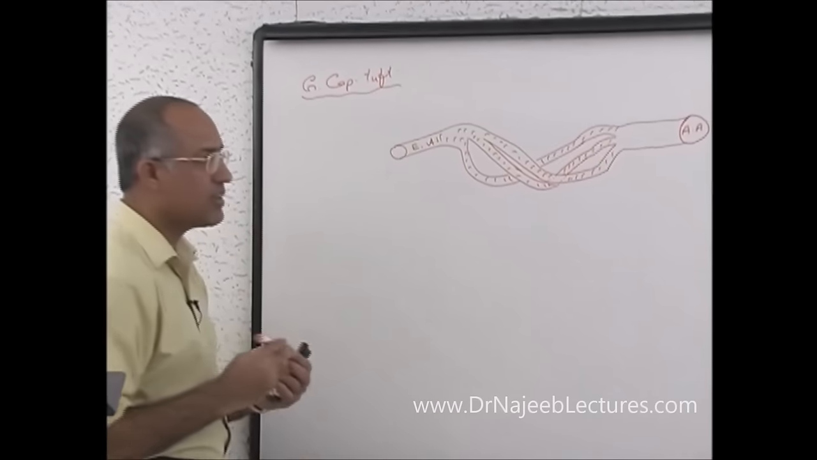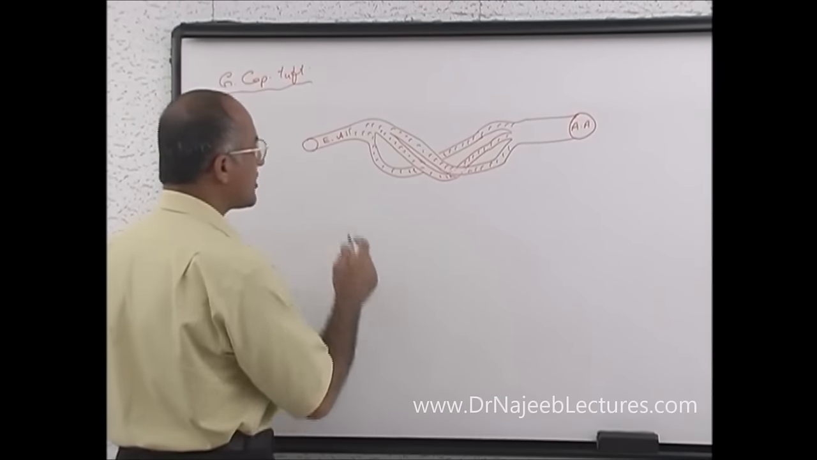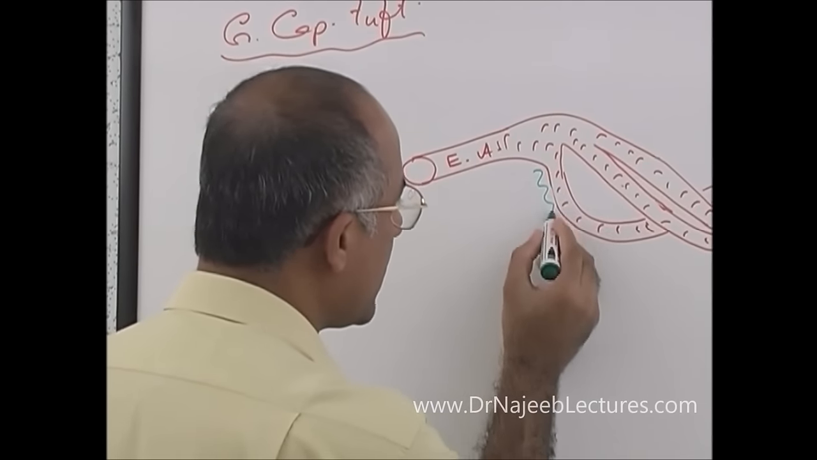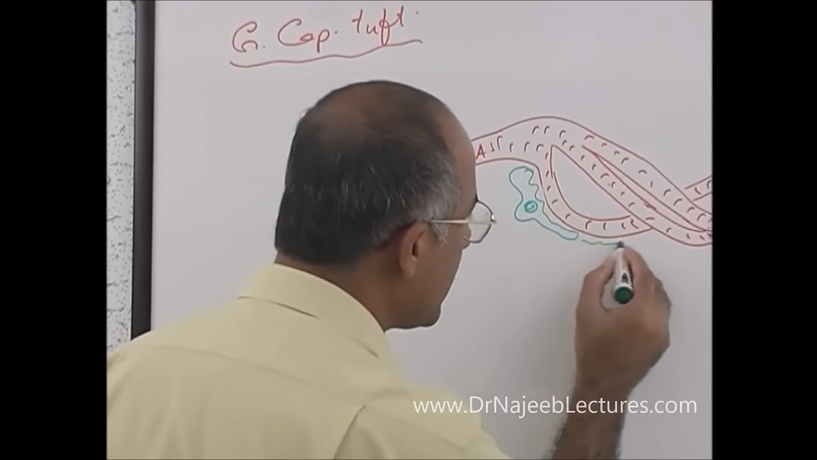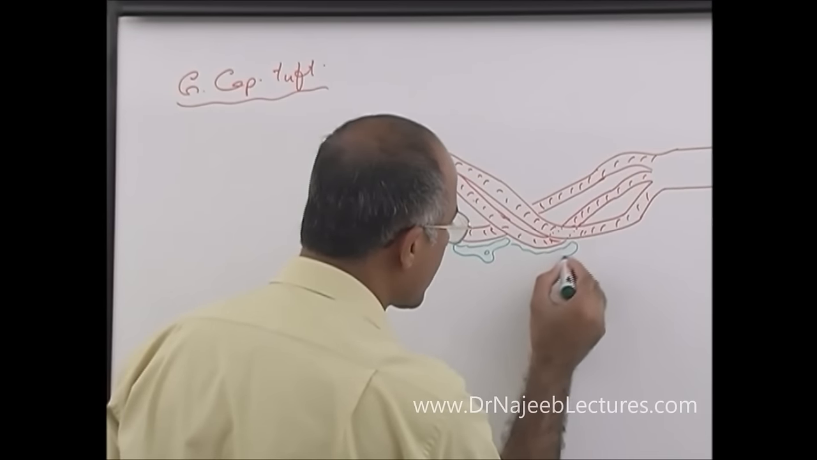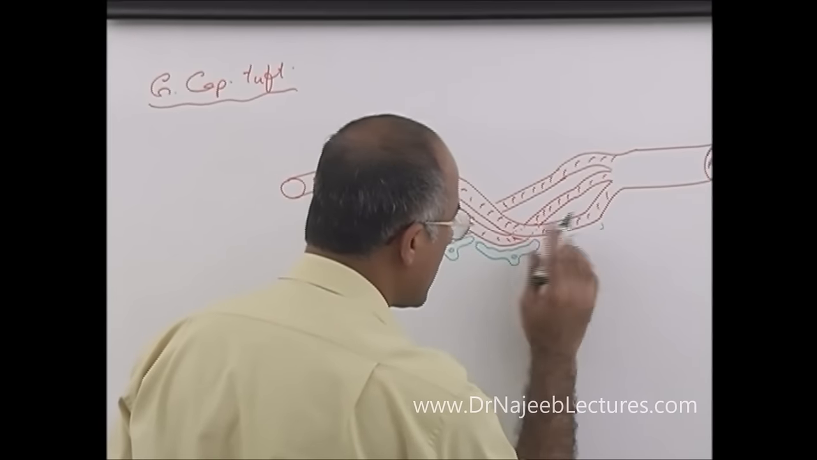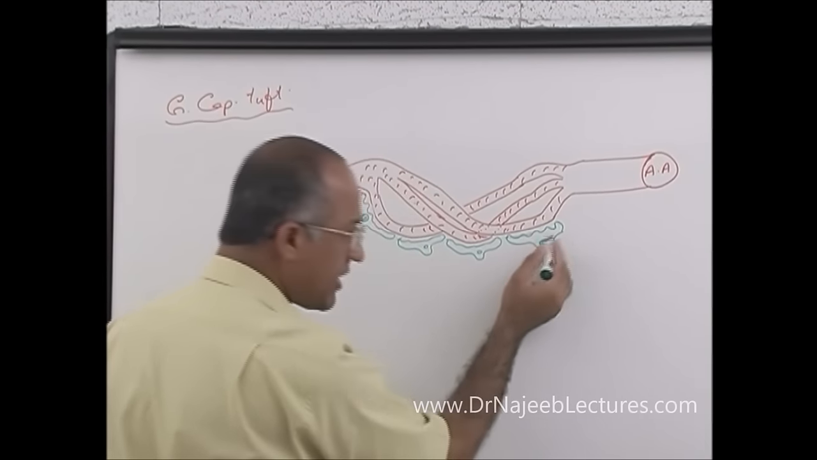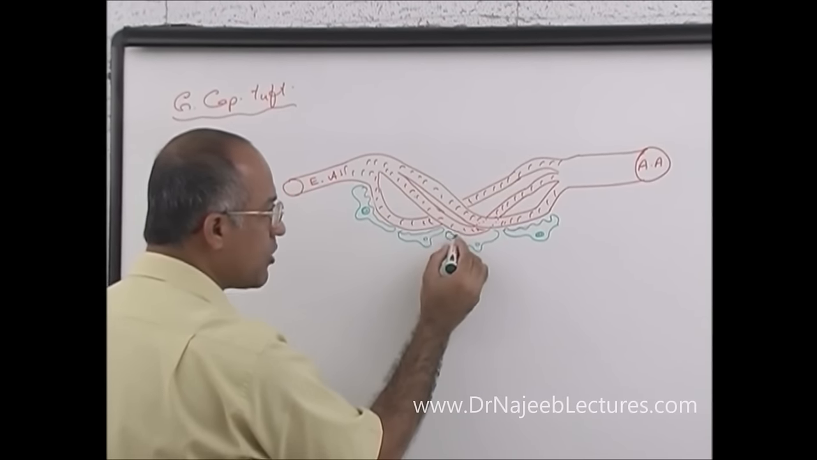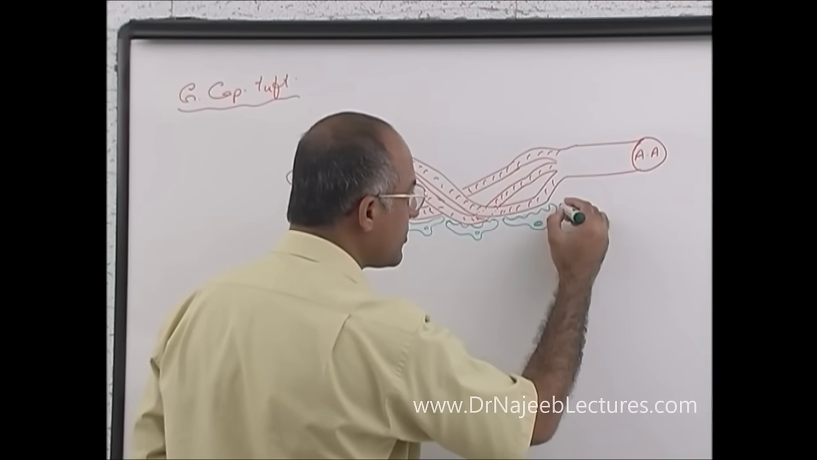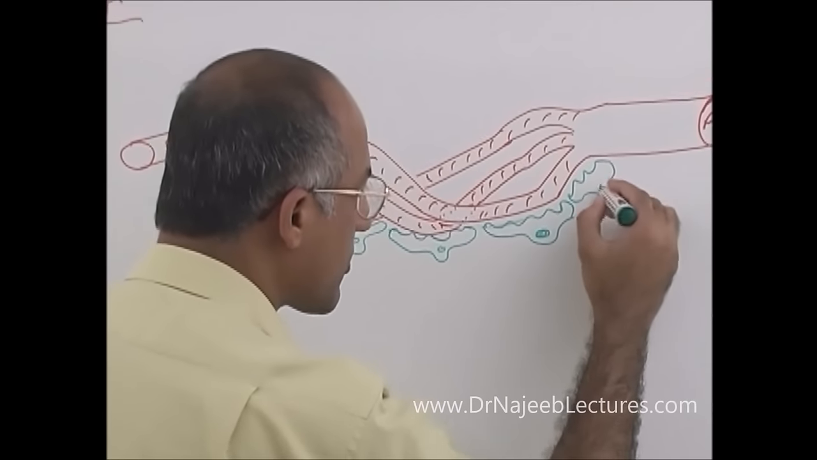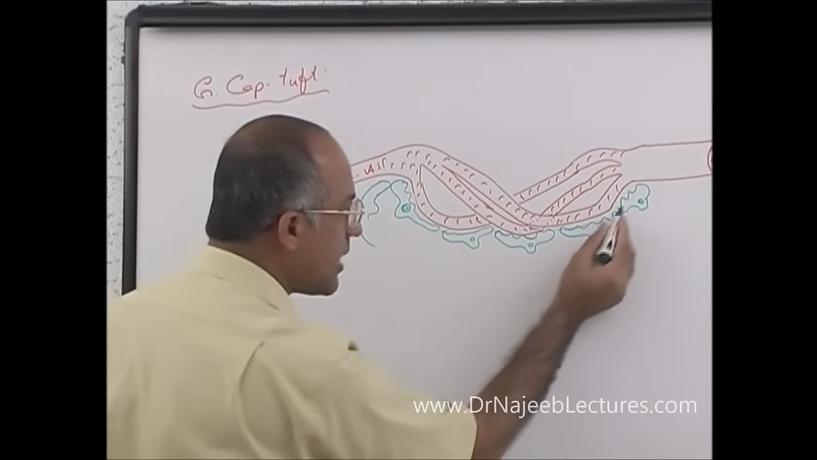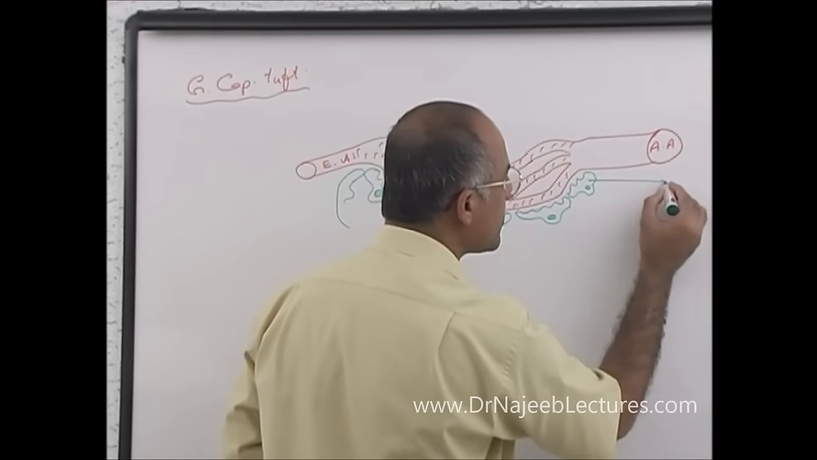Now this glomerular capillary tuft is surrounded by, or invested by, a double layer of cells. Let's suppose this is a very special group of cells. These are very specialized epithelial cells which have foot processes, and these are called podocytes. These are called visceral epithelial cells.